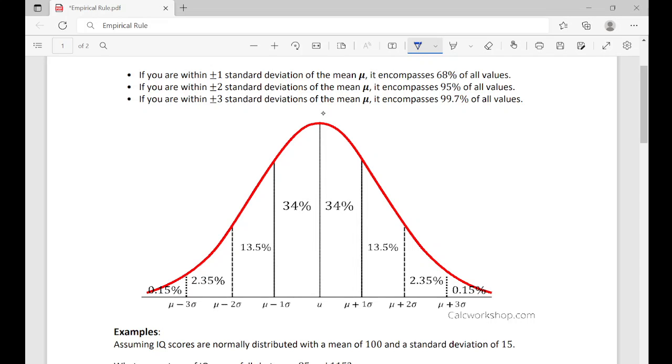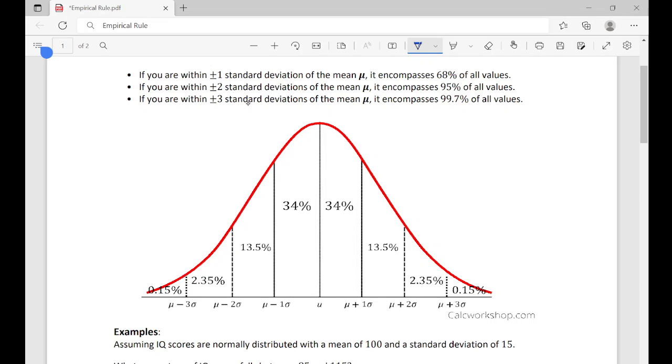So if you are starting here at the mean, the middle, if you go down one and up one, everything in between will be 68% of all values. If you're within two standard deviations of the mean, it will encompass 95% of all values. So if you are down two standard deviations of the mean here and up two standard deviations from the mean here, everything in between will encompass 95% of all values.